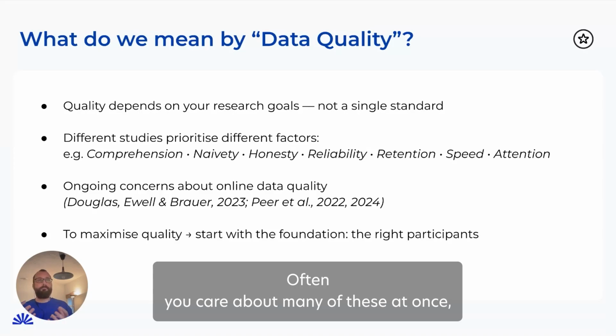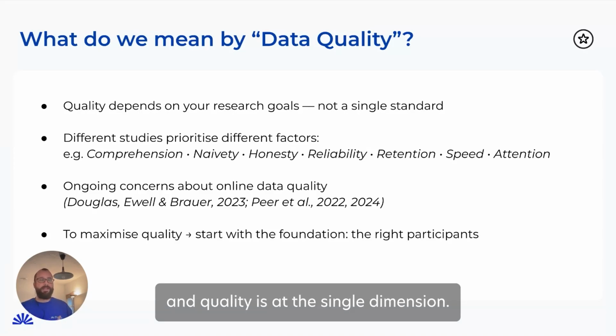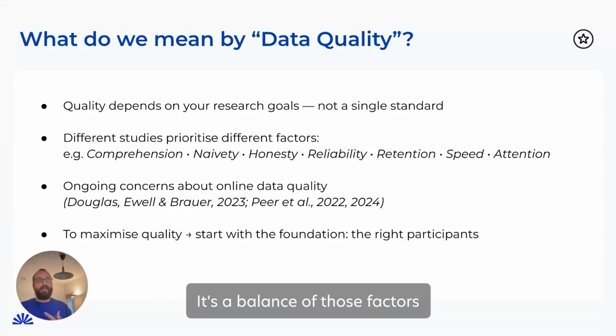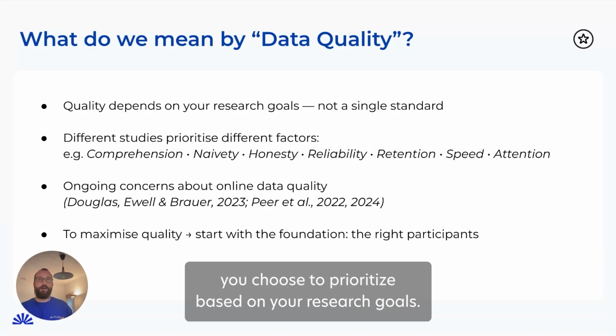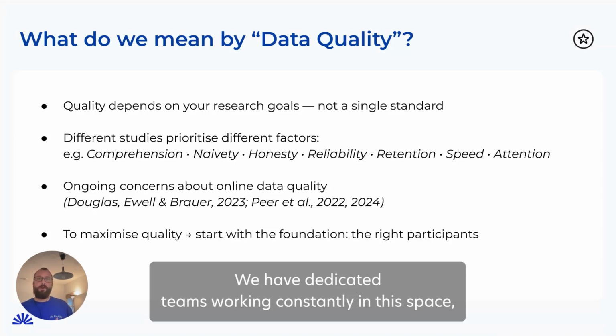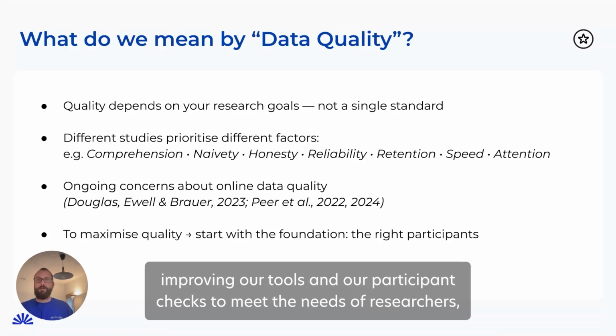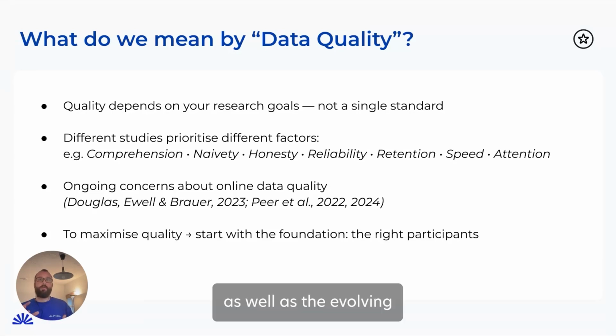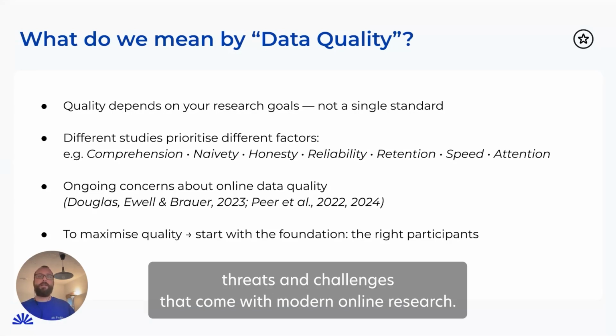Often you'll care about many of these at once. Quality isn't a single dimension. It's a balance of those factors you choose to prioritize based on your research goals. So at Prolific, we care deeply about all of these things. We have dedicated teams working constantly in this space, improving our tools and our participant checks to meet the needs of researchers, as well as the evolving threats and challenges that come with modern online research.